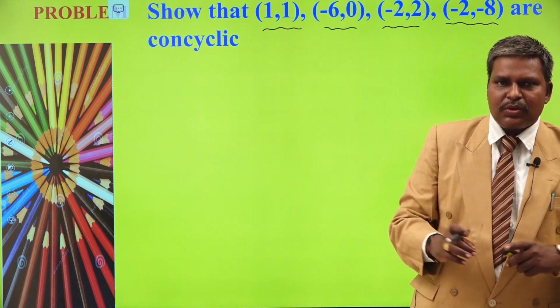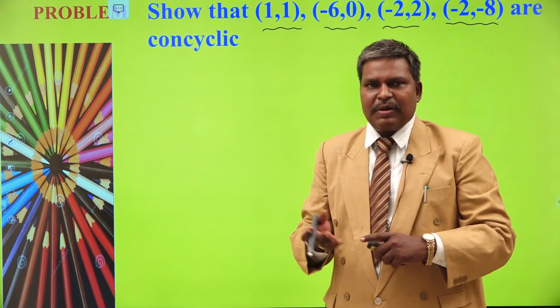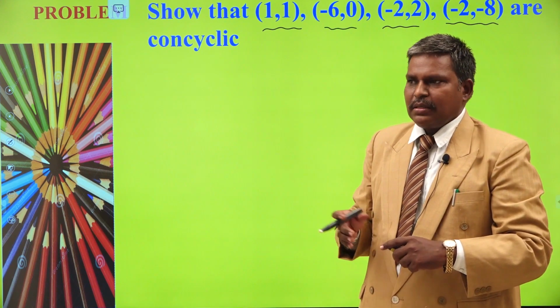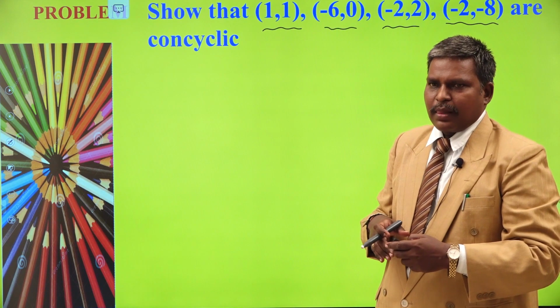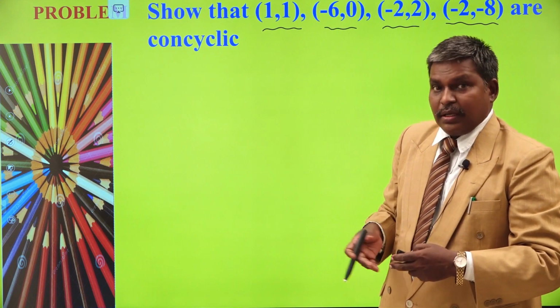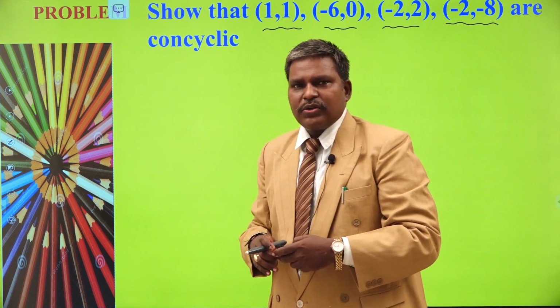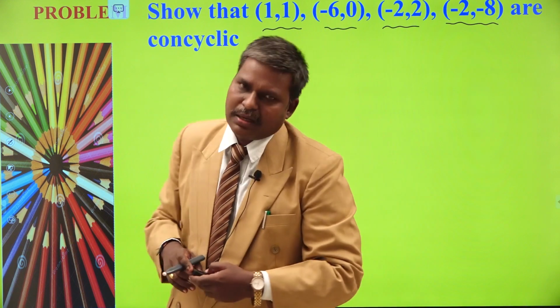We get some S equal to 0, which satisfies the 3 given points. Then substitute the 4th point in the equation. If that satisfies, what do you say? The 4 points are concyclic.